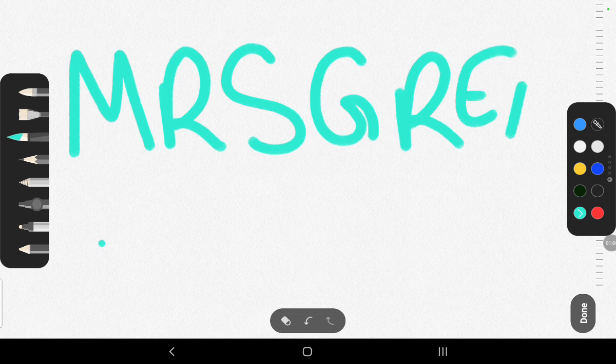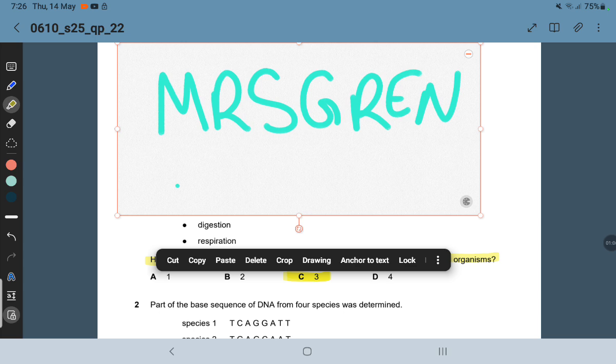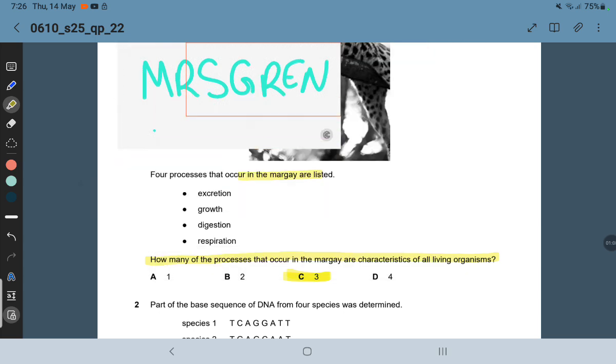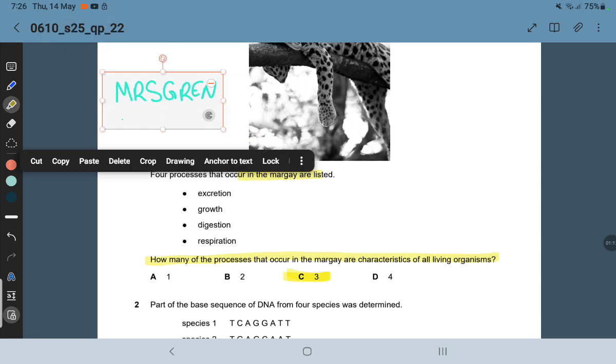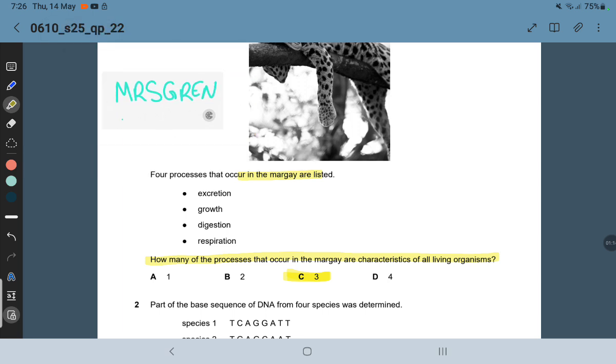So Mrs. GREN: M stands for movement, R stands for respiration, S stands for sensitivity, G stands for growth, R stands for reproduction, E stands for excretion, and N stands for nutrition. So simply you're going to check against this Mrs. GREN and then check the four processes that he gave you.